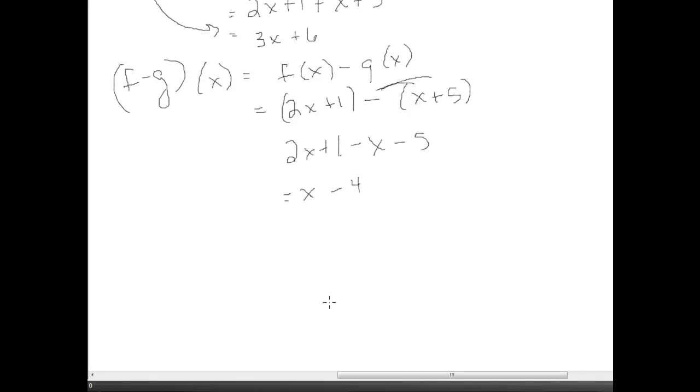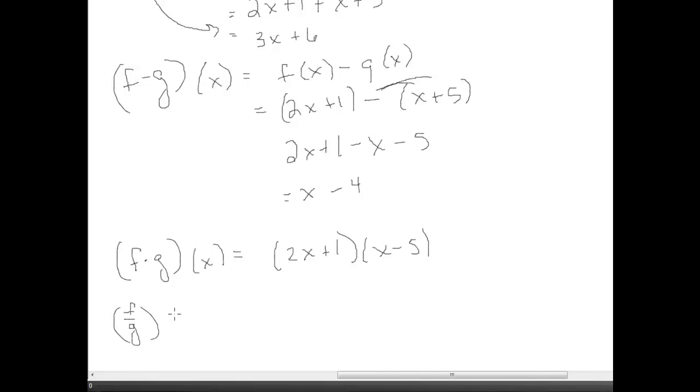Okay, as you can imagine, if I'm multiplying f times g of x, I would be multiplying 2x plus 1 times x plus 5, and you can guess that would need to be FOILed. If I am dividing, I'll have 2x plus 1 over x plus 5. Okay?